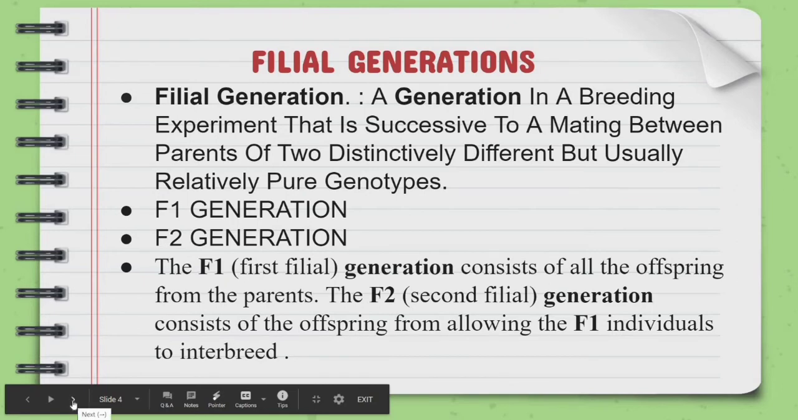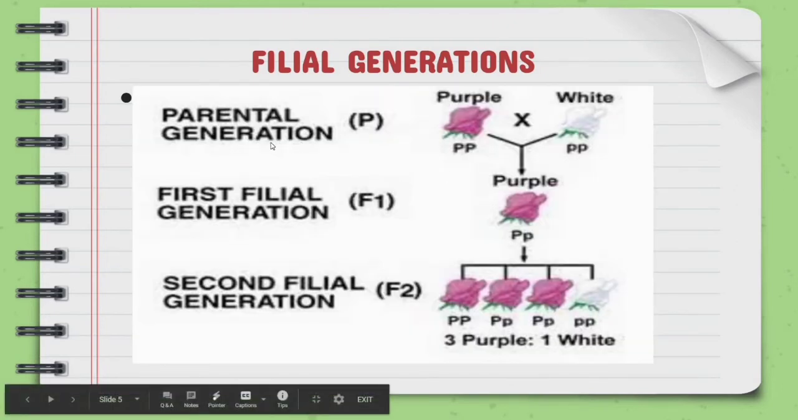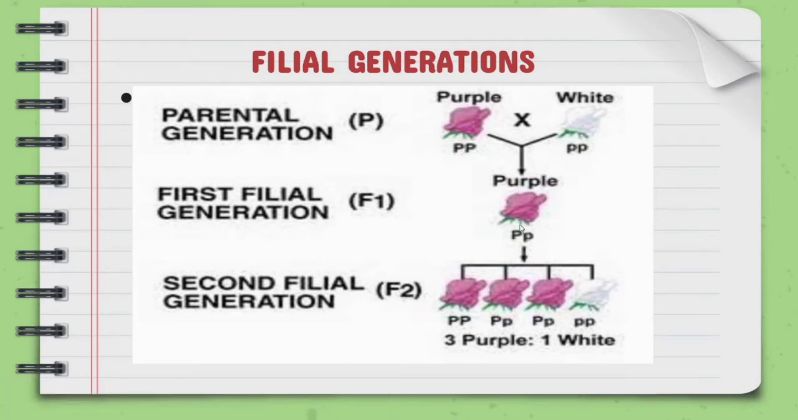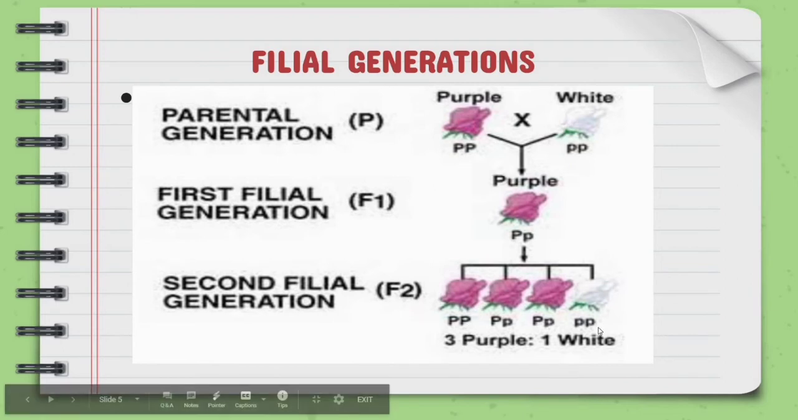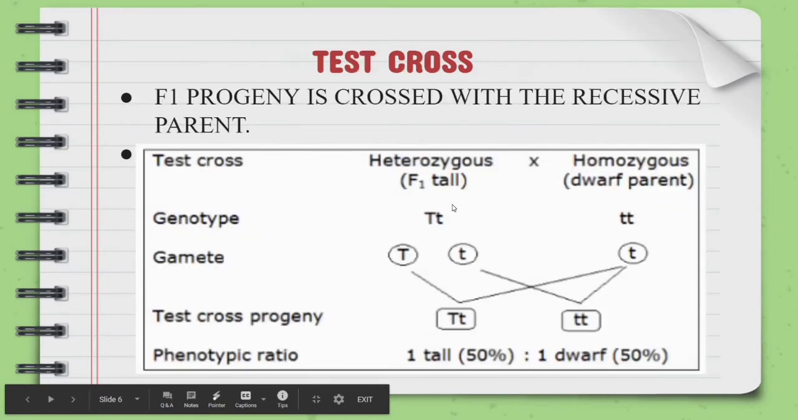Now see, in this particular example, this is the parent generation P. A purple flower is crossed with a white flower, and they will produce heterozygous purple flower producing plants, and this is the first generation or the first filial generation. When you interbreed the F1 plants, you will get different combinations of flowers, 3 purple and 1 white, and that is the F2 generation, or the second filial generation. Now, what is a test cross?